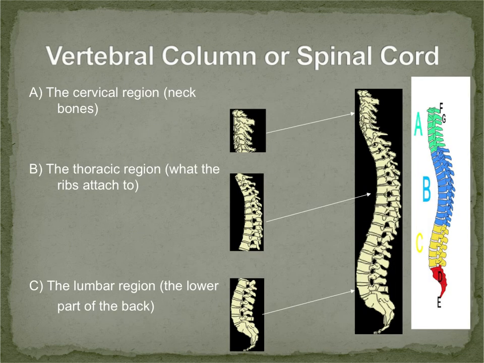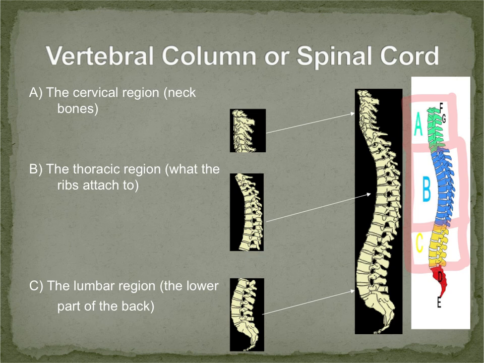The vertebral column is divided into three sections. The cervical region, you can see here in letter A in green, is the part that makes up your neck. The thoracic region, you can see in the blue in letter B. And then this is what the ribs attach to. And then the last main section of the vertebral column is C, the lumbar region, which would be like your lower back. If you've ever heard of someone having lumbar support, that means you need support on your lower back section.